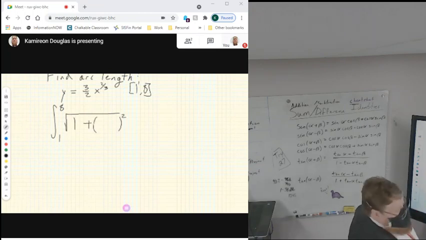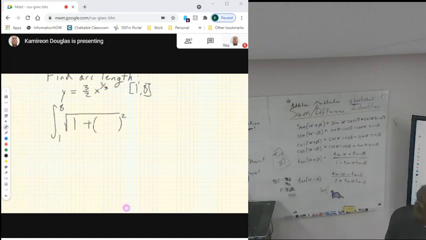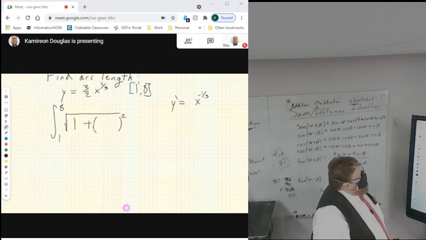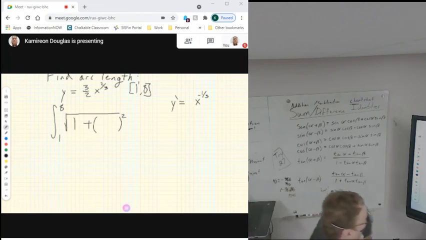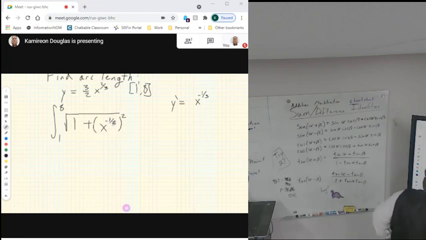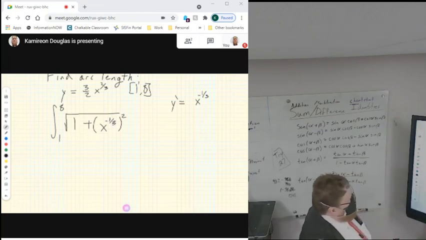So I start by finding the derivative of this function. The derivative of this function is, let's see, y prime will be equal to x to the negative 1/3 power. Multiply by the power, subtract 1 from the power, the 3/2 and the 2/3 cancel, and then subtract 1 from the power, leaving x to the negative 1/3 power. Yay. Okay. From here, I put in x to the negative 1/3 power and I start trying to see how I can simplify this function down.